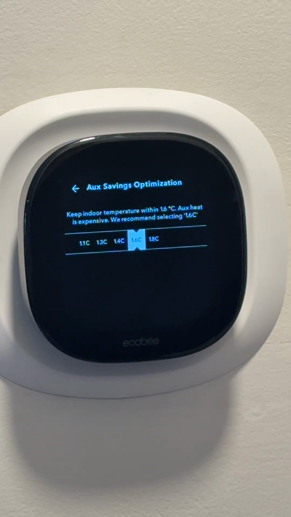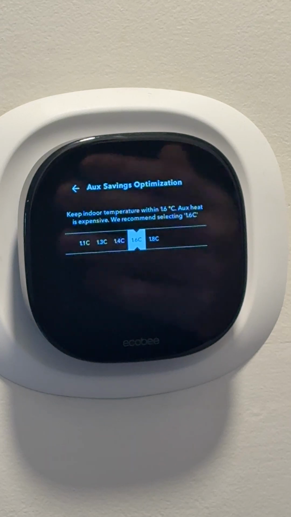If we had an electric furnace as our backup, this statement would be true: keep indoor temperature within 1.6 degrees Celsius. Aux heat is expensive. We recommend using 1.6. So with auxiliary, when it's below -8, it's actually cheaper. So this statement's only true when it's above -8.